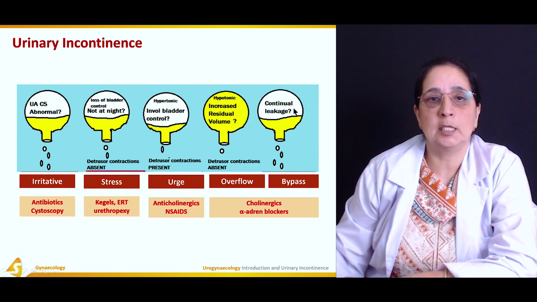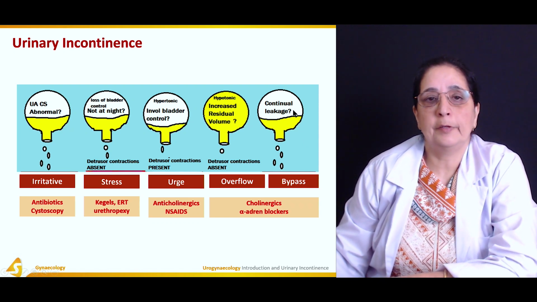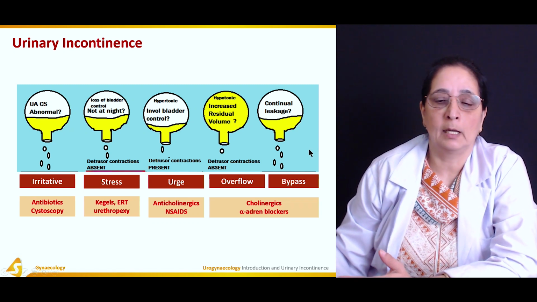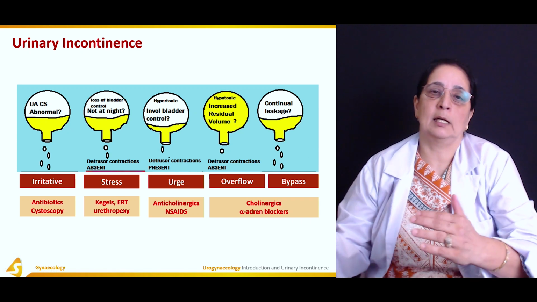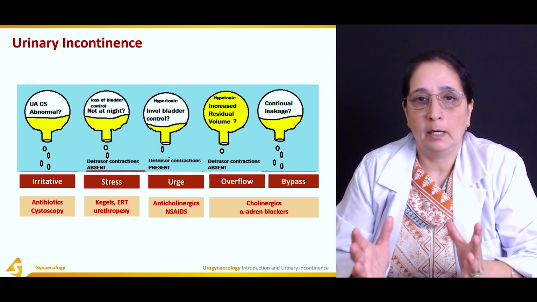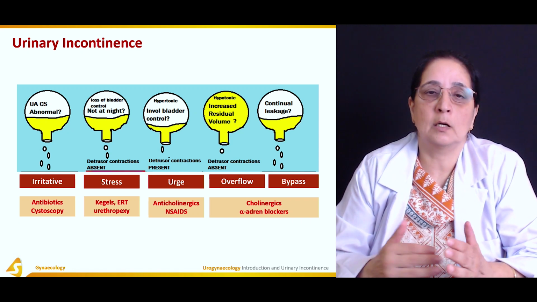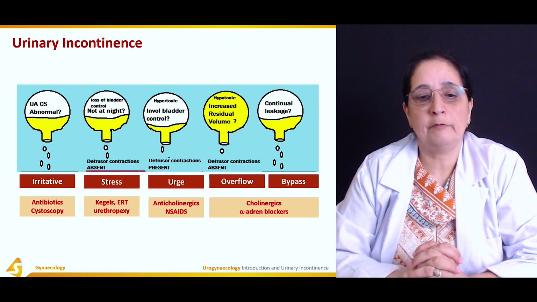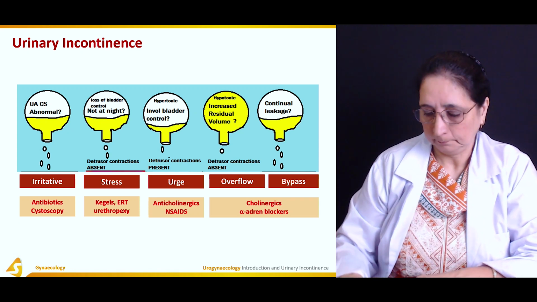And then there is bypass incontinence. Usually there is continual leakage of the urine, and this occurs mostly in fistulas. If there is a connection between the urinary structure and another organ, then there is constant leaking of the urine, and this is mainly in the fistula bypass.